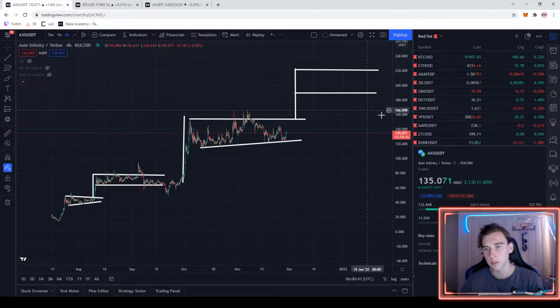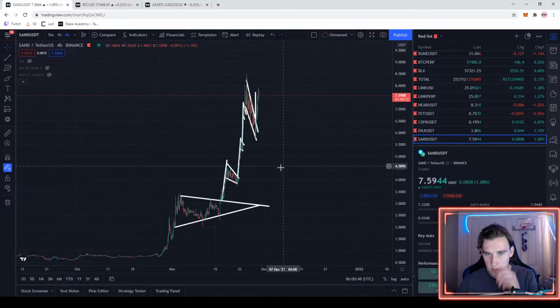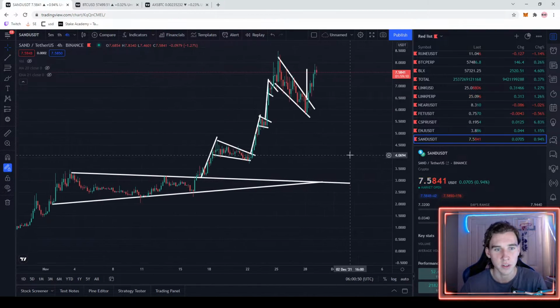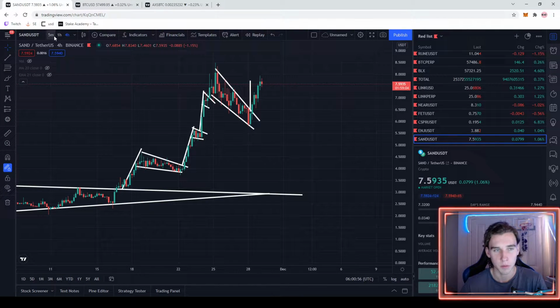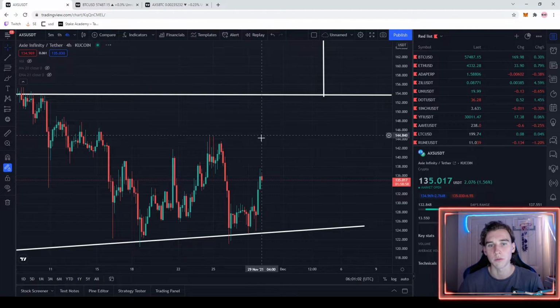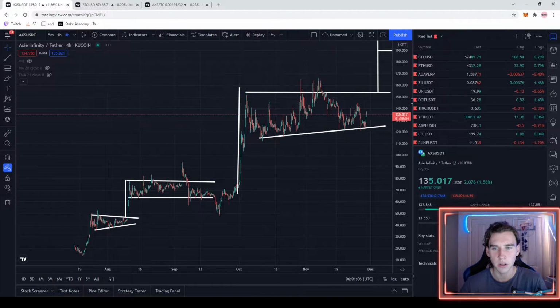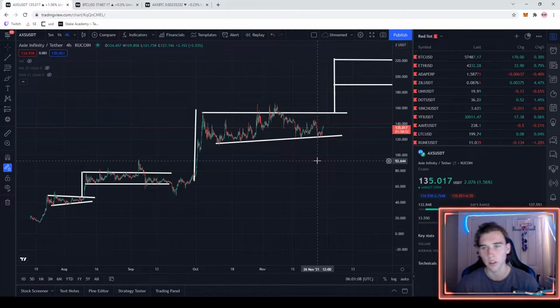It's similar to the way Sandbox is moving. If we have a look at Sand, this is very similar to the way Sand was moving recently: a big move up followed by moving sideways, up, moving sideways, or downwards a little bit. So it's very similar to that. The other thing that's going to be important is to look at Bitcoin and how Bitcoin's moving, but not so much compared to other coins. Other altcoins tend to follow what Bitcoin does.